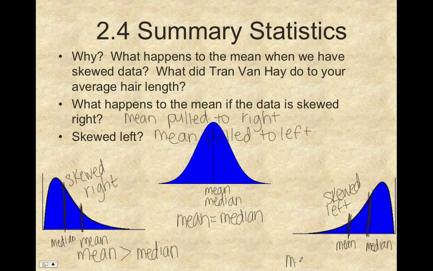And so I end up with a situation in which the mean is less than the median. So again, if I'm given just some summary stats rather than actual data, and I notice that the mean is a good deal less than the median, that indicates to me that I have a skewed left distribution.